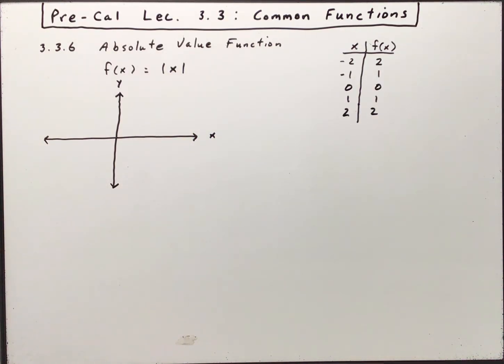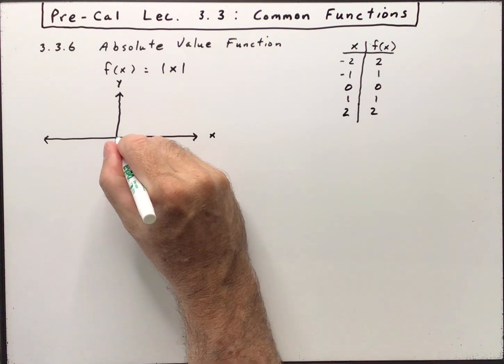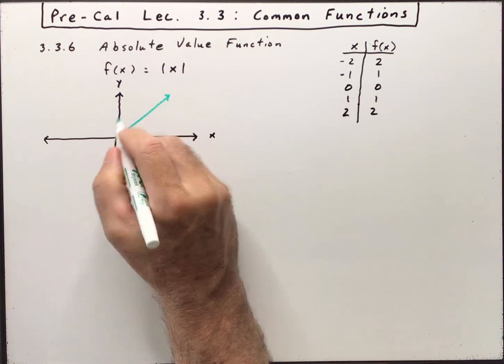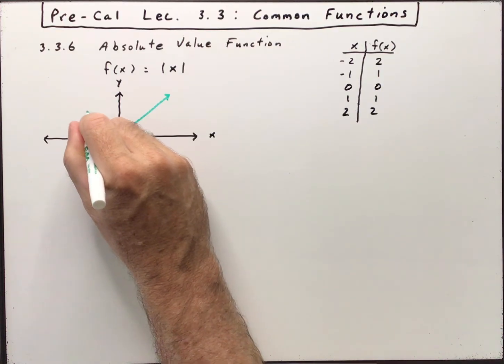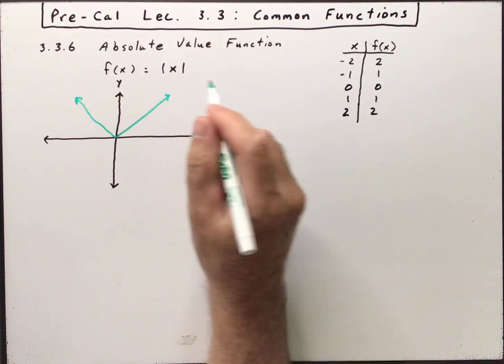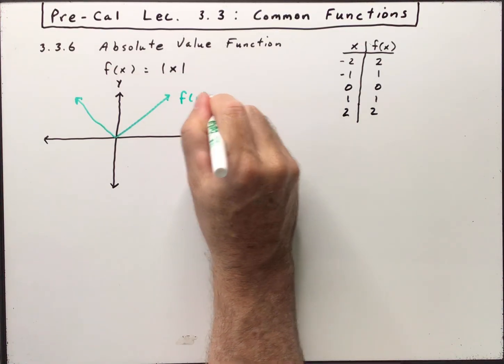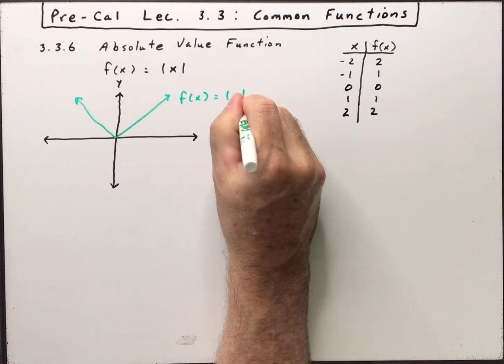Well, it kind of looks like f of x equals x, except you have that on both sides. So it's really kind of like a big V like that. So this is f of x equals the absolute value of x.